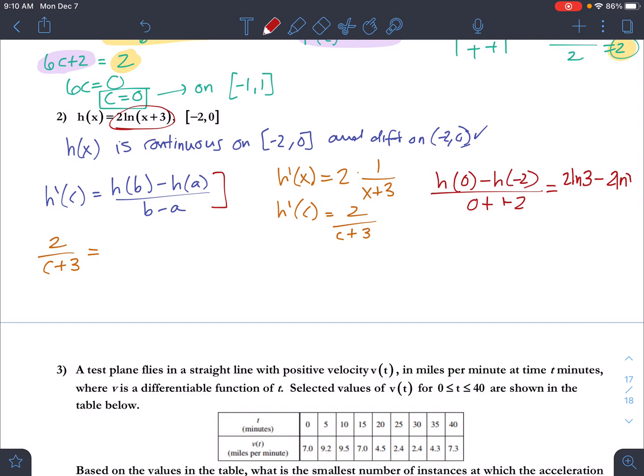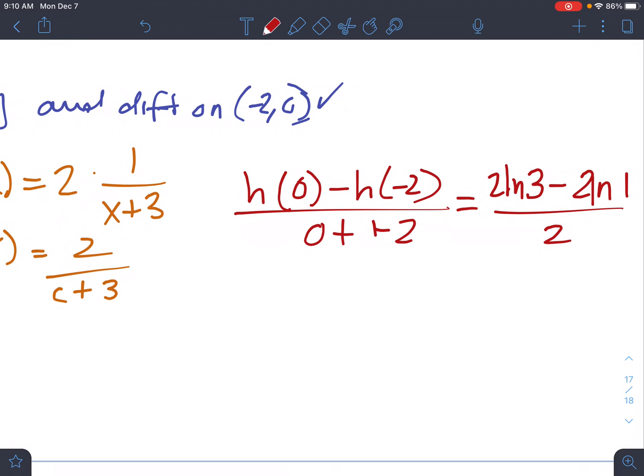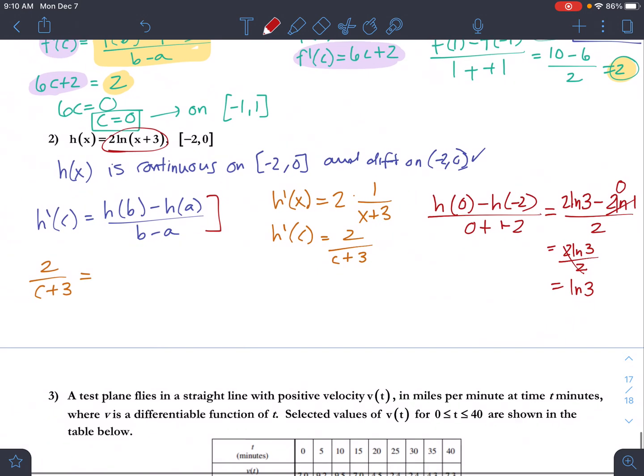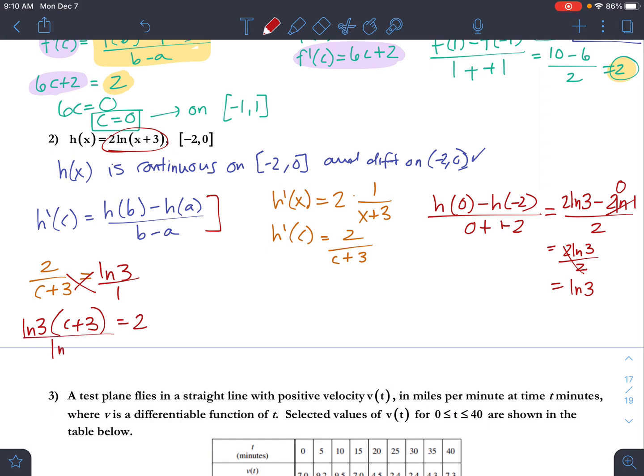And that's over 2. Now natural log of 1, if you remember, is 0. So you end up with 2 natural log of 3 over 2. So you just get natural log of 3. So overall, this is equal to natural log of 3. And now we just solve. There are algebraically different ways to do this. You could multiply by c plus 3 or think of cross multiplying here. So I get natural log of 3 times c plus 3 equals 2. Divide by natural log of 3.